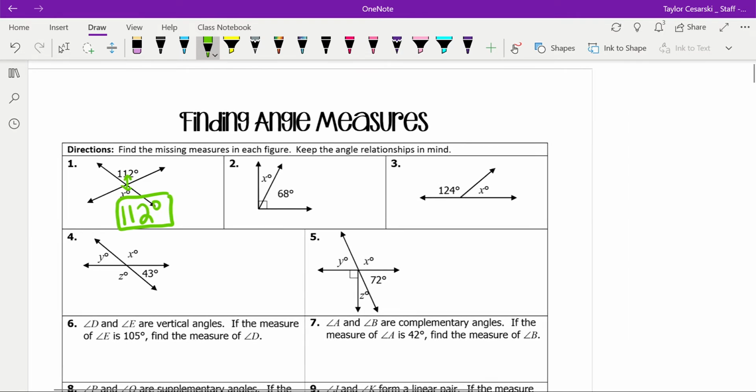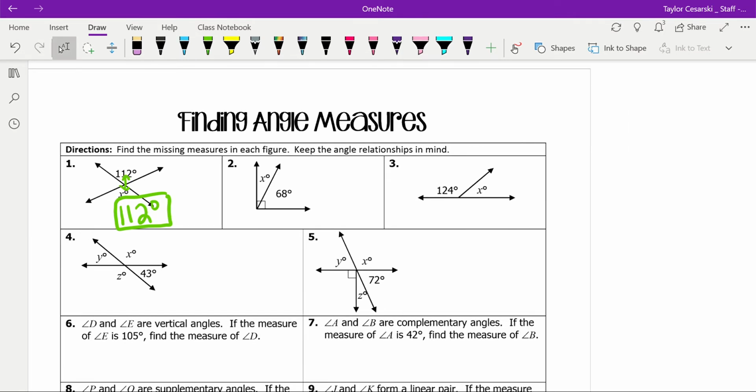Alright, number 3. So hopefully you remember that if it's a straight line, that's going to equal 180. So if my left side is 124, in order to find x, I do 180 minus 124, because remember, a straight line equals 180 degrees. And you can type that in your calculator, and you get x equals 56 degrees.